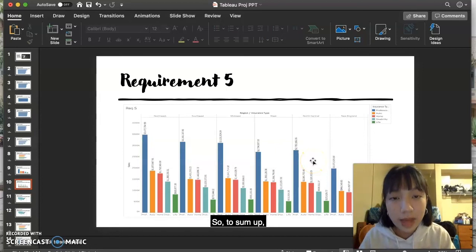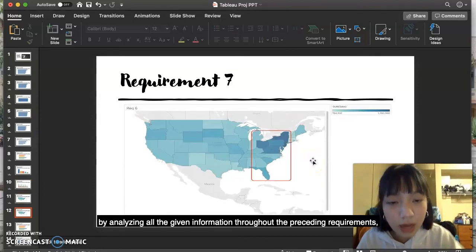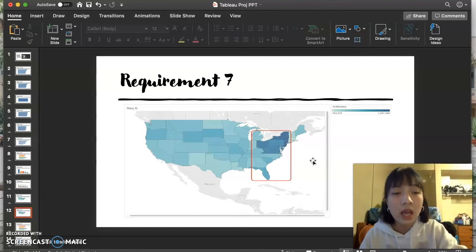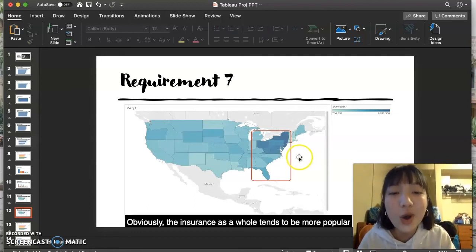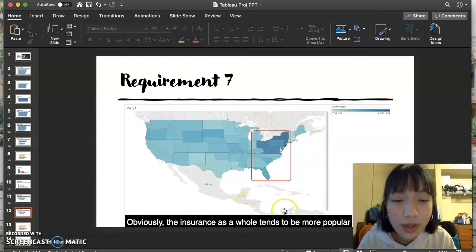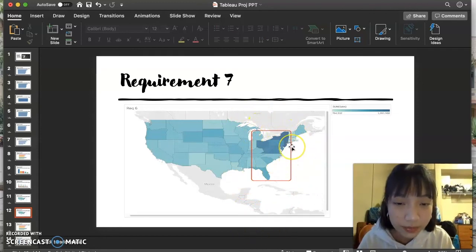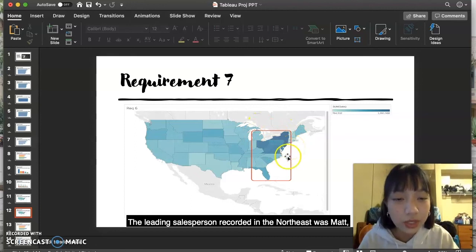So, to sum up, by analyzing all the given information throughout the preceding requirements, there are some specific trends as well as takeaways that I personally see. Obviously, insurance as a whole tends to be more popular in the east part of the United States, especially the Northeast region. The leading salesperson recorded in the Northeast was Matt.